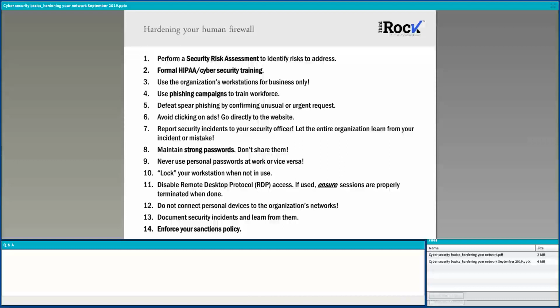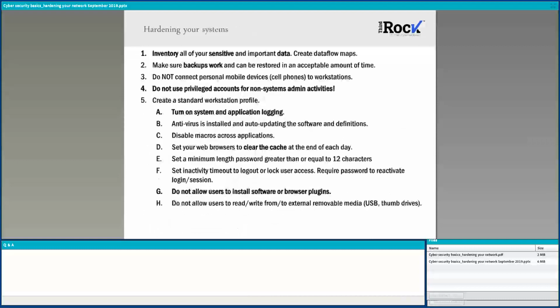If you happen to use a remote desktop protocol, make sure it is terminated when you're done using it. There are search engines out there that can identify active RDP sessions, and they will try to hack into them. So I really discourage the use of those. And enforce a sanctions policy. People need to understand that there are consequences if they don't follow the rules.